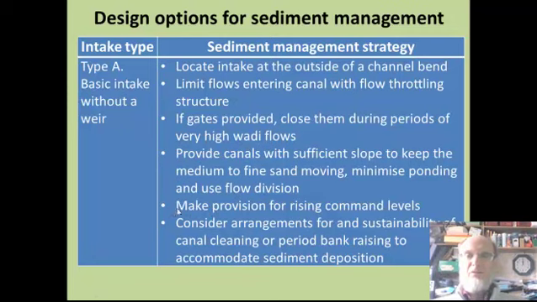And we need to make provision for rising command levels as sediment is deposited in the fields, and we need to consider arrangements for, and the sustainability of, any canal clearing or periodic bank raising to accommodate sediment deposition.